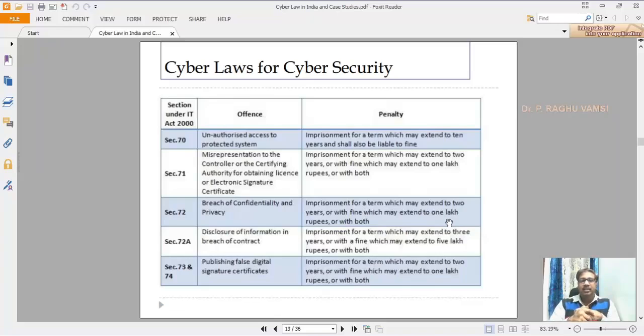So they might have made a contract. Obviously any penetration tester or ethical hacker performs the hacking activity by making a contract with the organization. In the contract, obviously, if any limitations are there, then that must be informed only to the organization. If they have breached this contract, then imprisonment for a term which may extend to 3 years, with a fine which may extend up to 5 lakh rupees, or both.